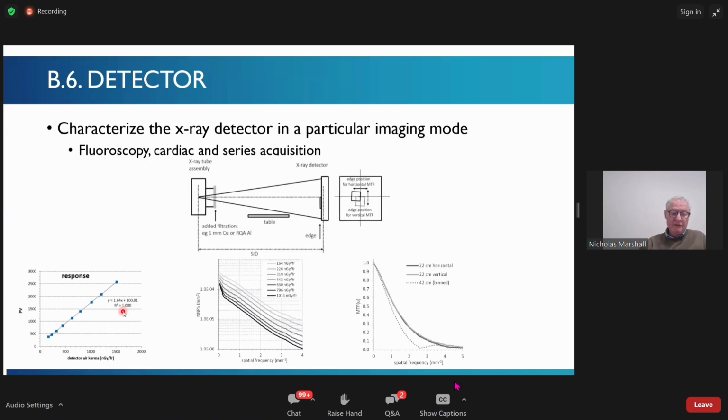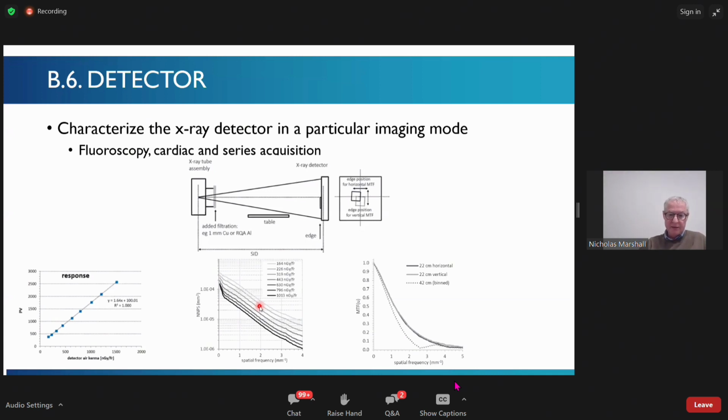And then you get a graph, like the response function, where you plot the value versus the X-ray dose to the detector, and your noise power spectrum, which you can measure repeatedly throughout the life of the detector to see how the noise is changing quantitatively in the X-ray system. This works very well in mammography, so I don't see why it shouldn't work in dynamic imaging.